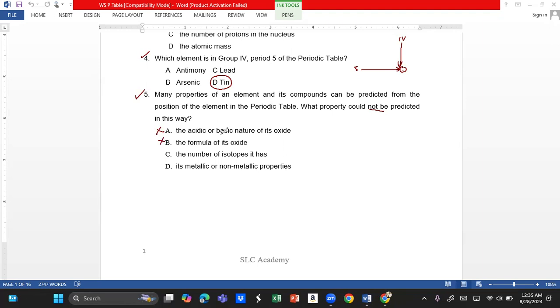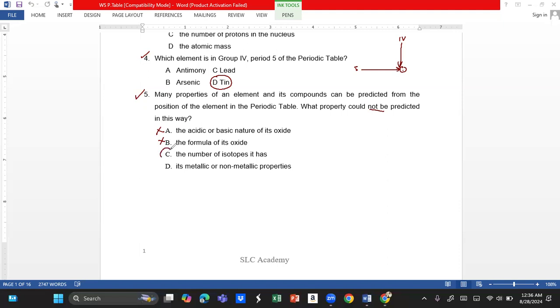Option C, the number of isotopes it has. Yes, there is only one calcium with atomic mass 40, atomic number 20, no other calcium isotope has been shown in the periodic table. This is correct for all the elements in the periodic table. One element is shown only once.